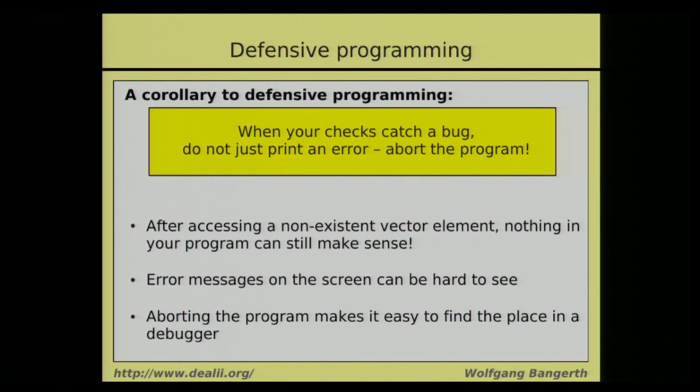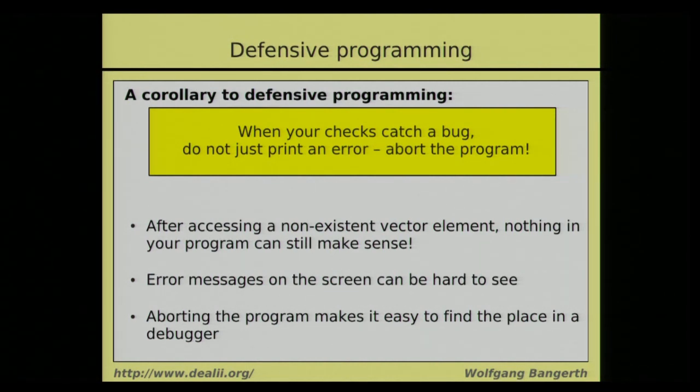The point of aborting a program is that, well, what good can happen after you have accessed element 15 of a vector of length 10? There is nothing useful that can happen at that point. There is no point in printing an error on the screen and then continuing to do something. So if you find that something has gone wrong in your program, abort the program.